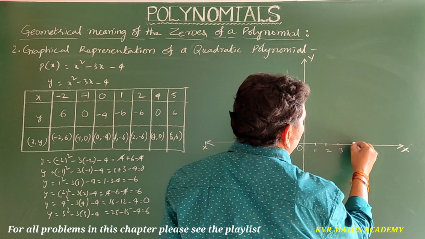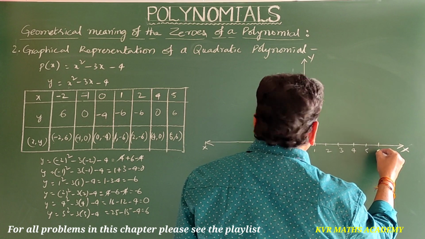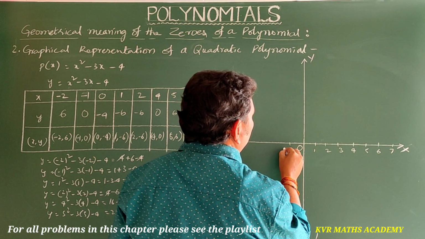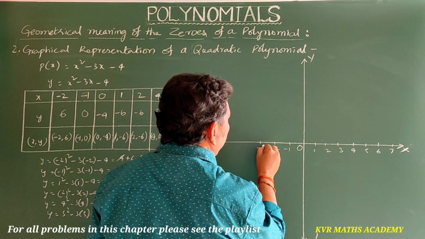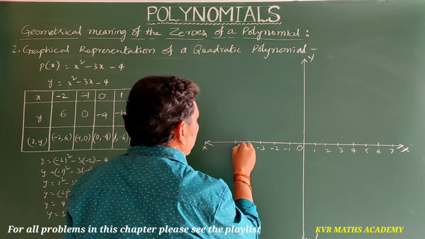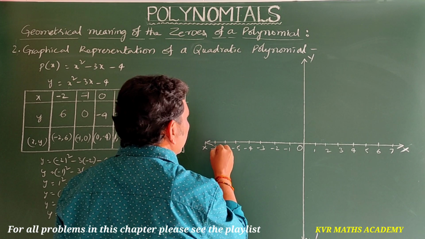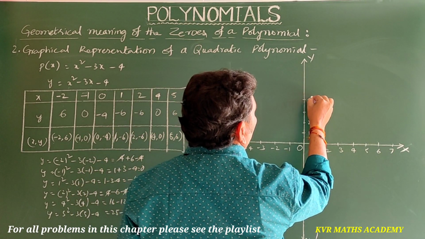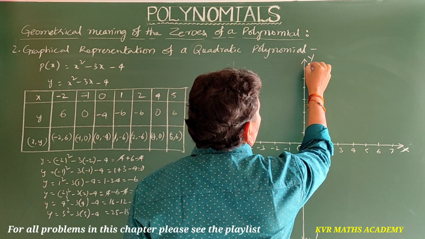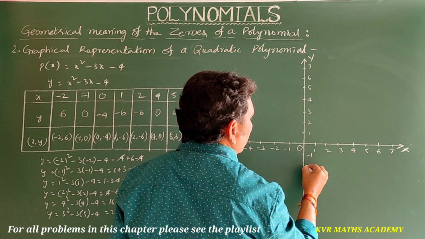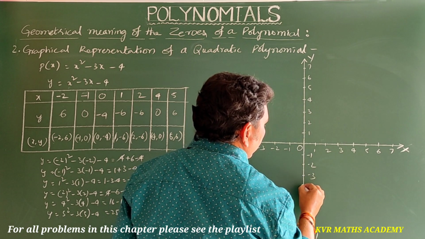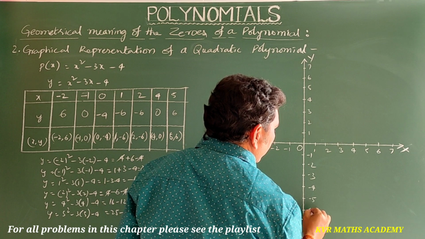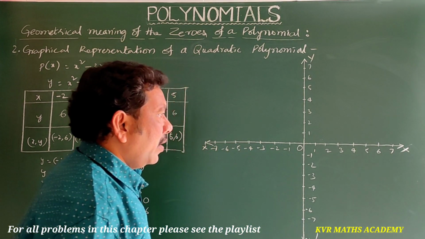On the x-axis: 1, 2, 3, 4, 5, 6. Up to 6 is enough, but I am taking up to 7. Here also minus 1, minus 2, minus 3, minus 4, minus 5, minus 6, minus 7. Positive y-axis: 1, 2, 3, 4, 5, 6, 7. Next the negative y-axis: minus 1, minus 2, minus 3, minus 4, minus 5, minus 6, minus 7. Now plot the points.